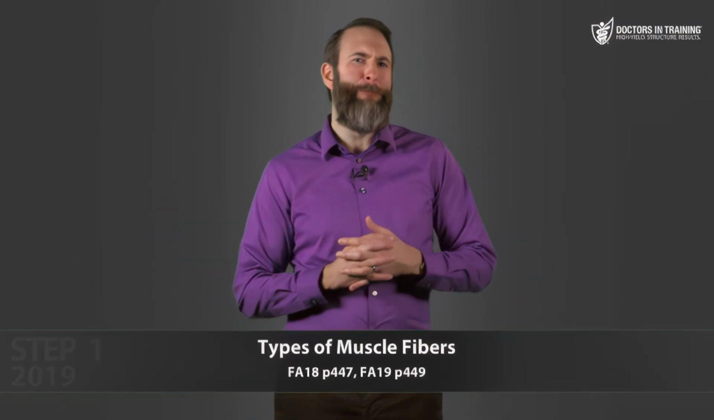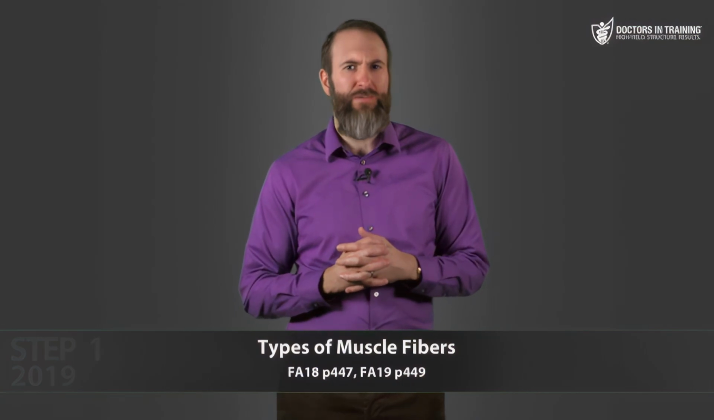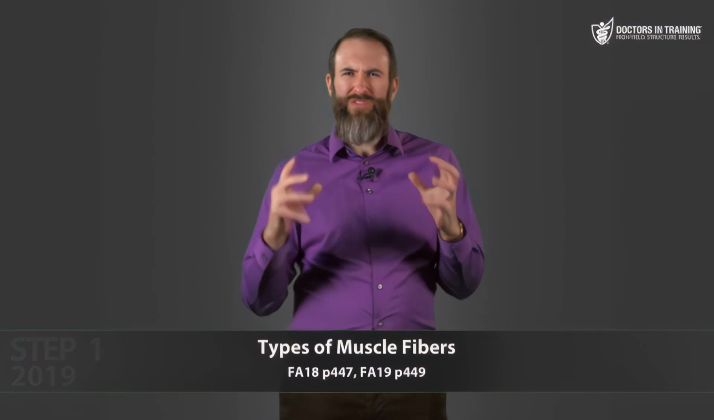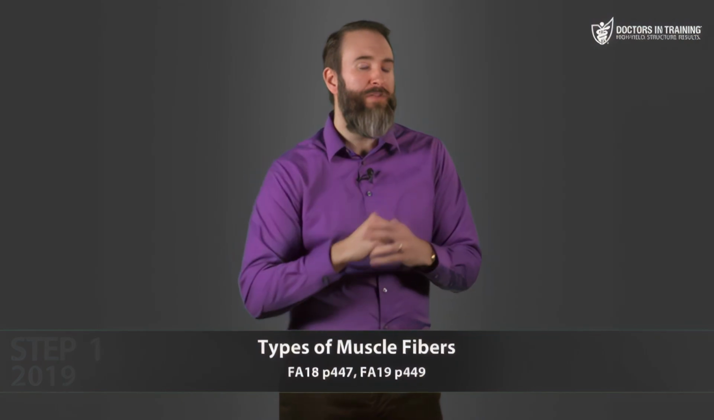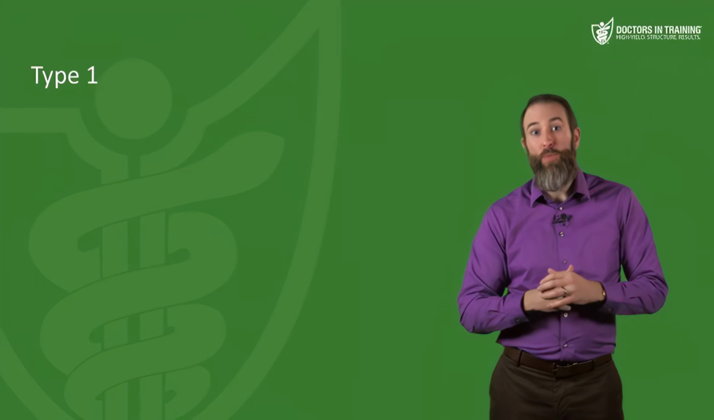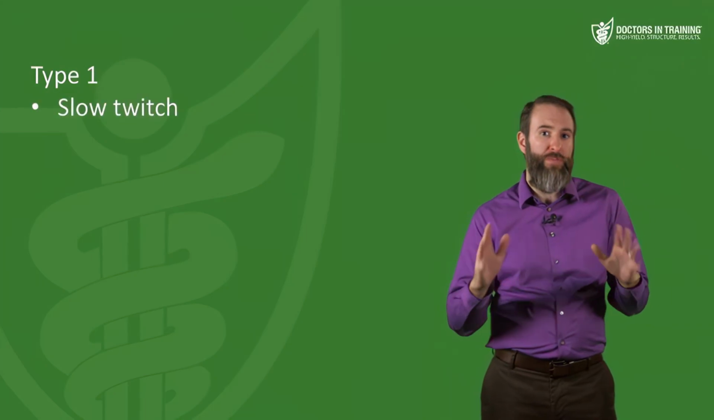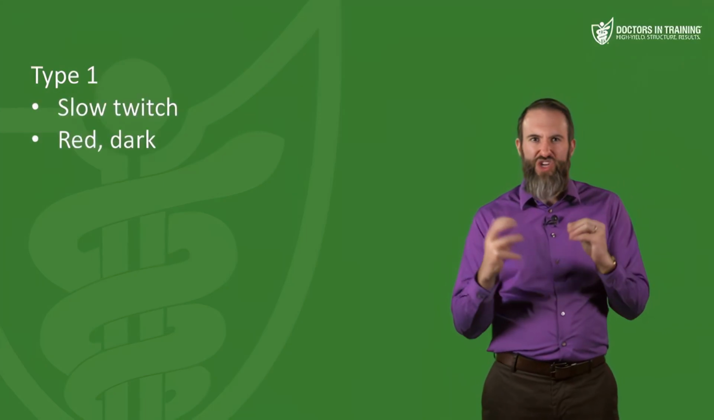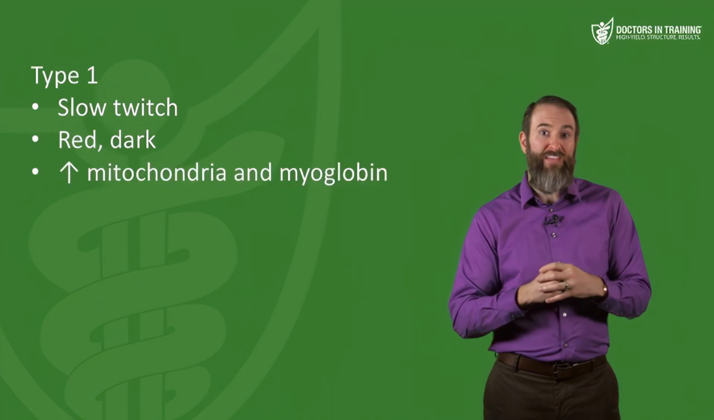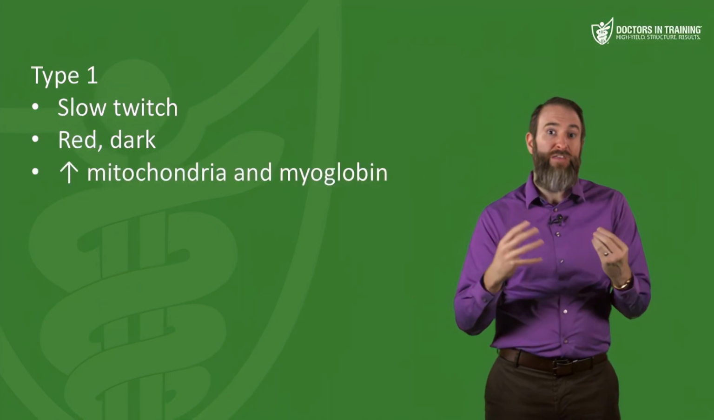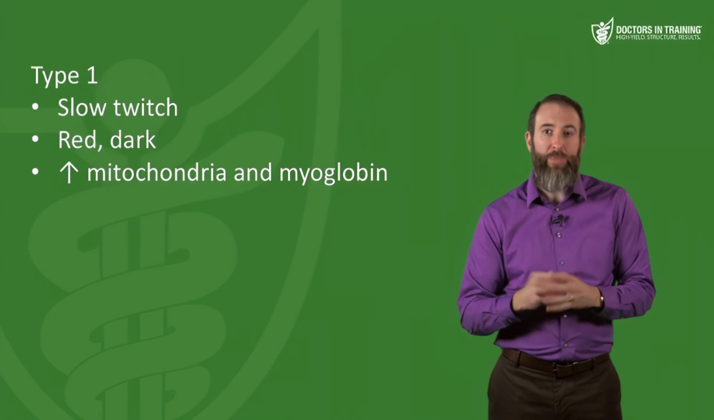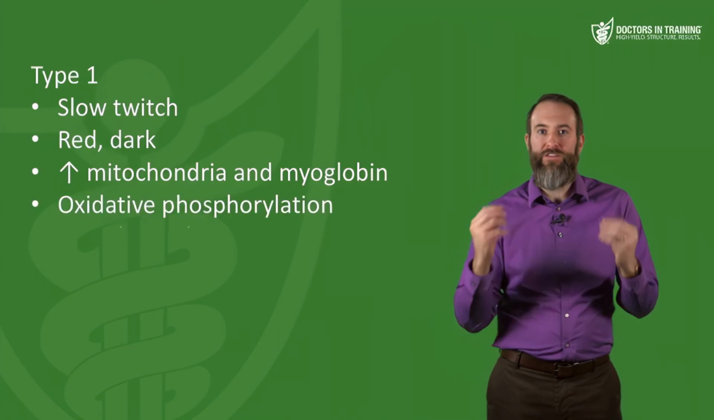All right, so today we're going to talk about muscles, and we'll start with the types of muscle fibers. So what are those different types of muscle fibers? The types of muscle fibers include type 1 muscle and type 2 muscle. Type 1 muscle is called slow twitch muscle, and this tends to be the red, darker muscles. They're red because they have more mitochondria, and they also have a lot of myoglobin in them. Now they participate in a lot of oxidative phosphorylation.